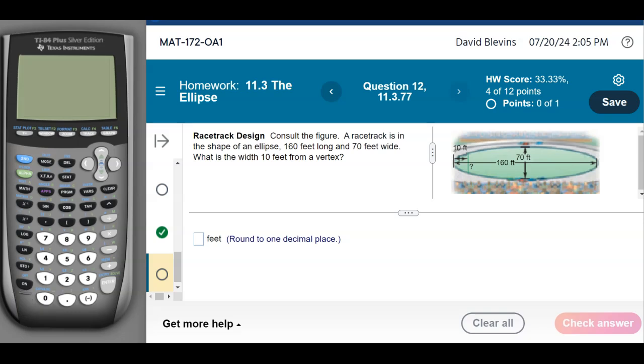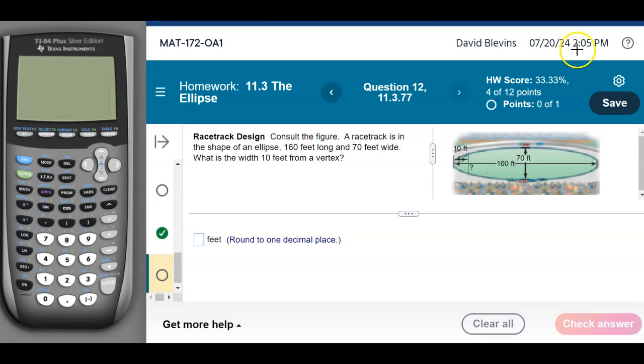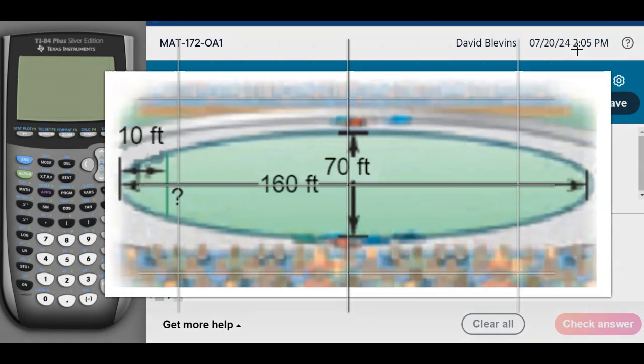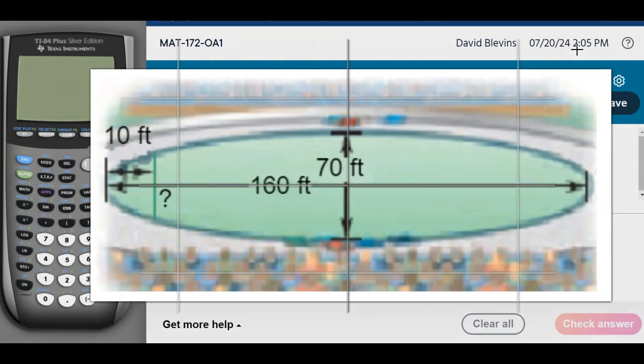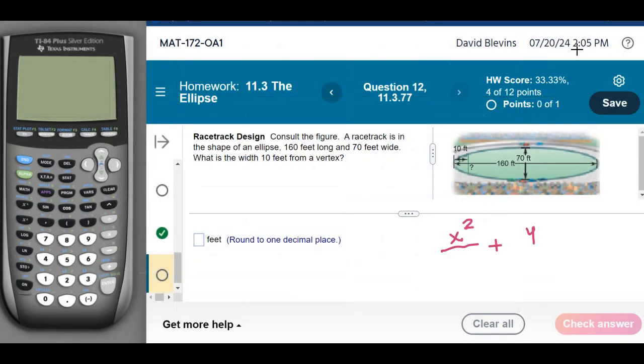Hey, Trick Class, I want to show you how you can do this problem from the 11.3 homework set with the help of a calculator. You're not told that this has to be anywhere specific in the plane, so just make the center, where these two things cross over, at the origin. And so now you've got x squared plus y squared like that equals 1.